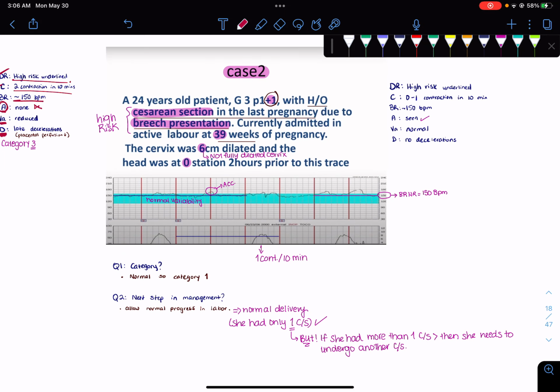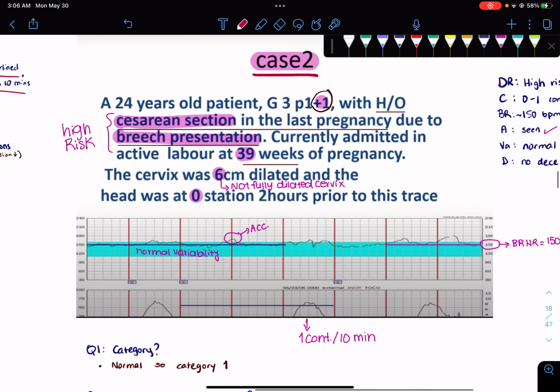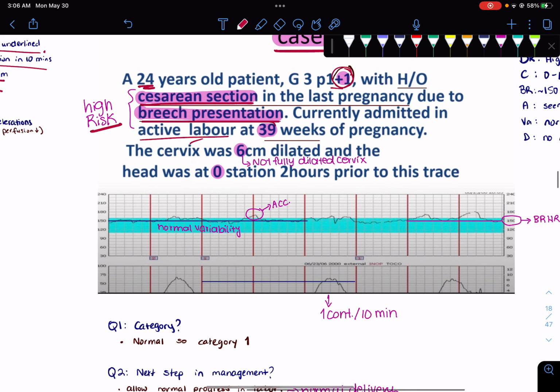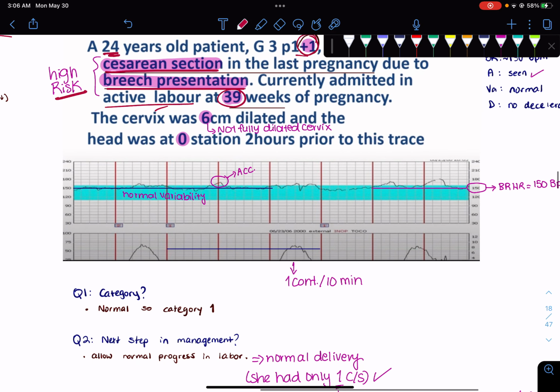Okay, now we have case 2. We've got a 24 years old patient, gravida 3, para 1 with 1 abortion, with a history of cesarean section in the last pregnancy due to breech presentation. So this is her high risk. Currently admitted in active labor at 39 weeks of pregnancy. The cervix was 6 centimeters dilated, and the head was at 0 station 2 hours prior to this trace.